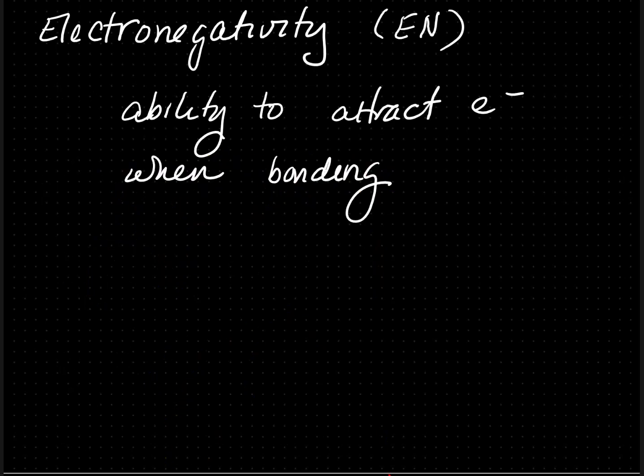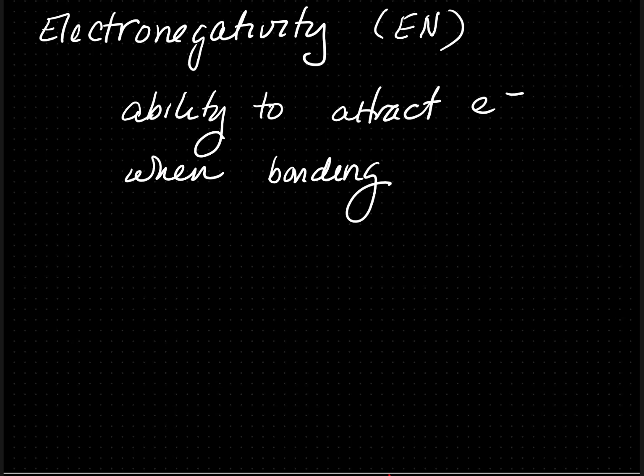The last trend of the periodic table is electronegativity, EN. This is different from electron affinity. Electron affinity is the ability to take in electrons to form ions.